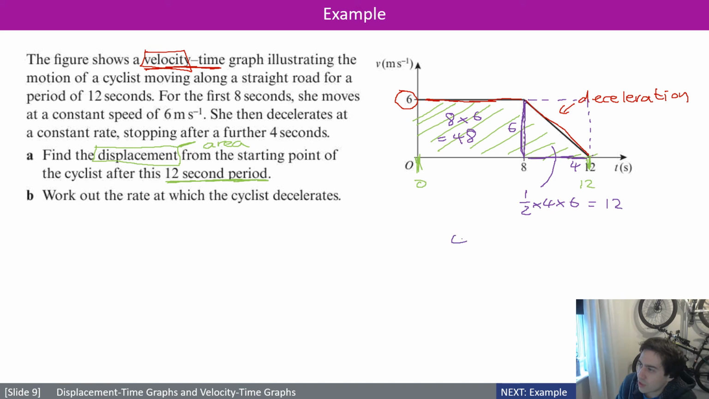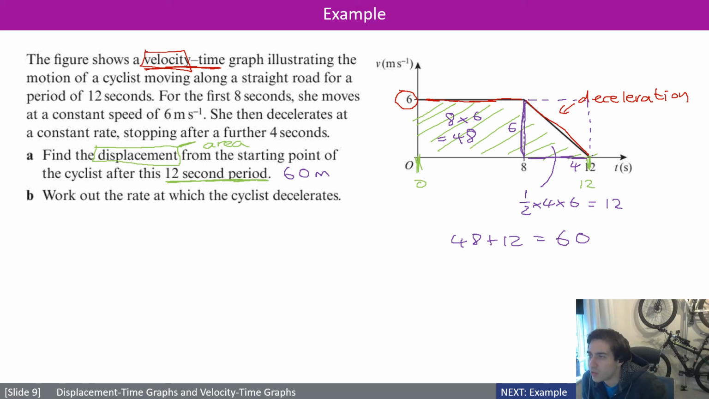So then add those two areas together, and we get the number 60. So in this case, the answer is 60 meters. Okay, the cyclist traveled 60 meters. That's the total displacement.